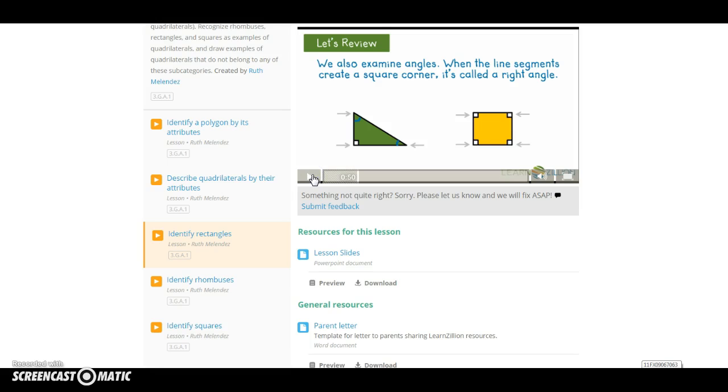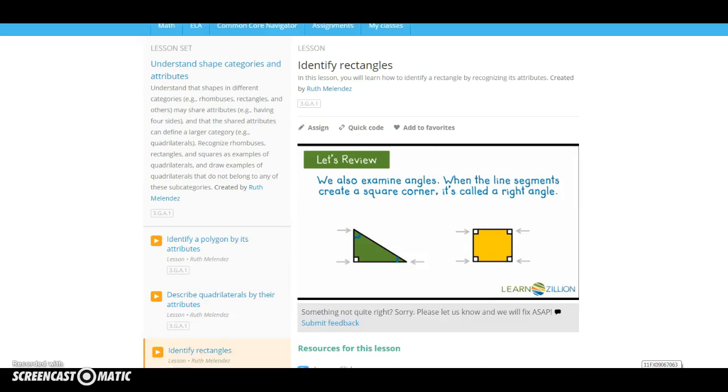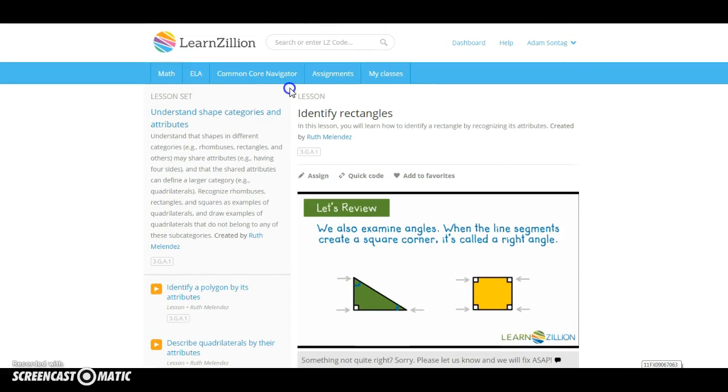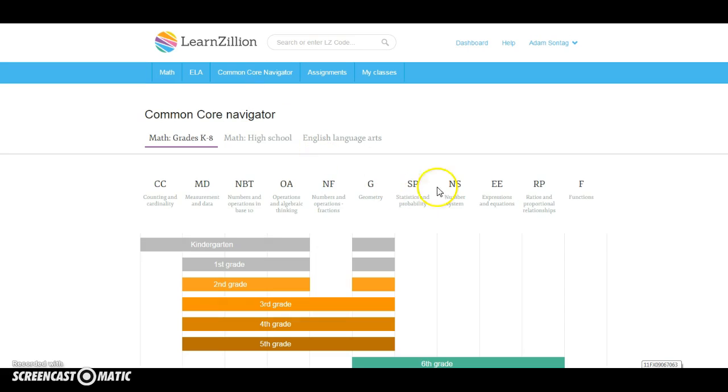Now I'm going to pause the video right here. And one thing I do really like about Learn Zillion is how not only do they have a visual of the different shapes, but also there's a written out response. So students of different learning types can also use this website and learn and understand the content that's being taught as well. So now we'll go back to the Common Core Navigator, and we're going to find a new lesson. We're going to go back to 3rd grade.